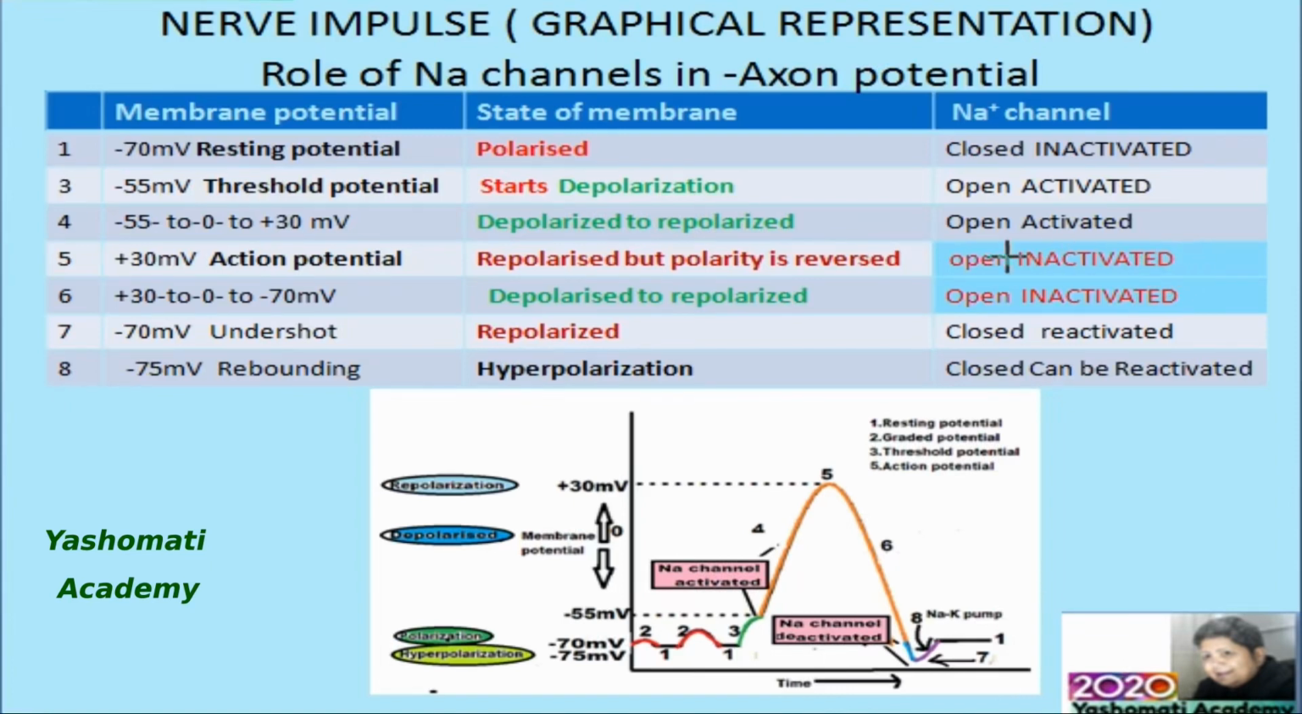Absolute refractory period is when the channel is open but inactivated, because during that time, whatever may be the strength of the stimulus, the neuron will not get fired. But when it is closed but can be reactivated, that time period is called the relative refractory period, because during this time a very strong stimulus can refire the neuron. So this is how the potential difference creates a difference in the opening and closing of sodium channels and hence the state of the membrane.